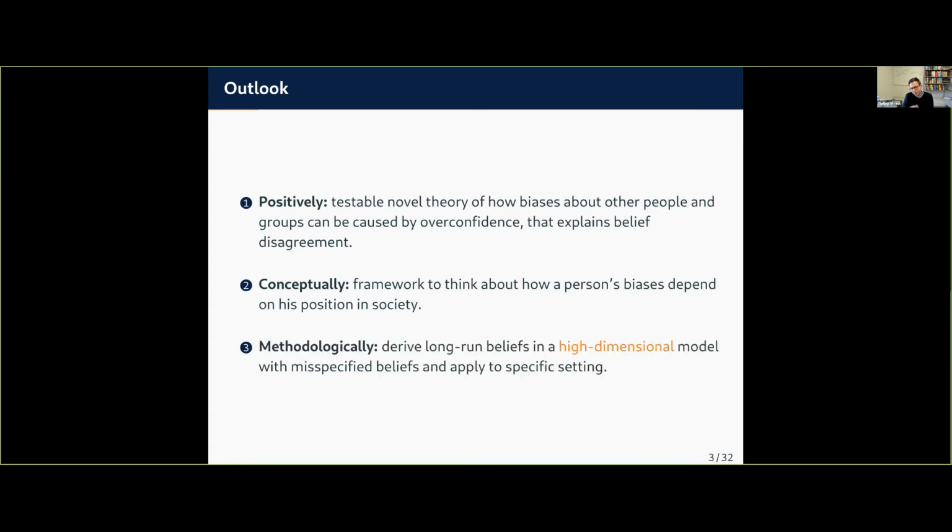So methodologically, there's a mathematical thing which might be interesting. We study high dimensional misspecified learning models as a step, because these beliefs are high dimensional.